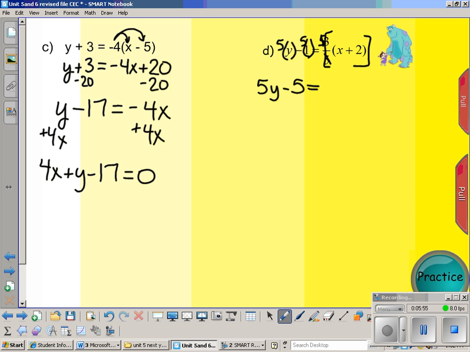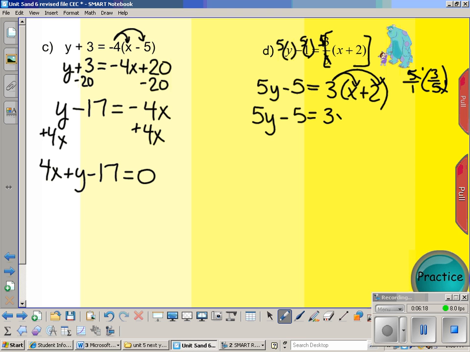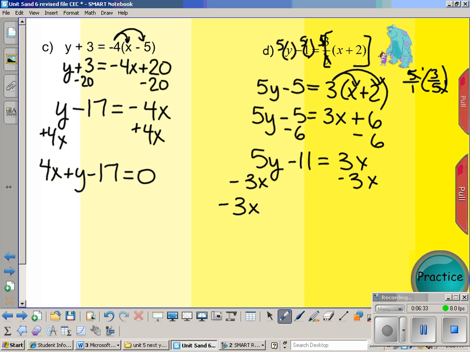The 5's will cancel out. It's just the same as 5 over 1 times 3/5. The 5's go into themselves once, and you're left with just 3. Now we are at the point that we were in C. We distribute the 3 through the bracket. So we have 5y minus 5 equals 3x plus 6. And now we continue. We can subtract the 6. And then we can subtract the 3x. So we have minus 3x plus 5y minus 11 equals 0.